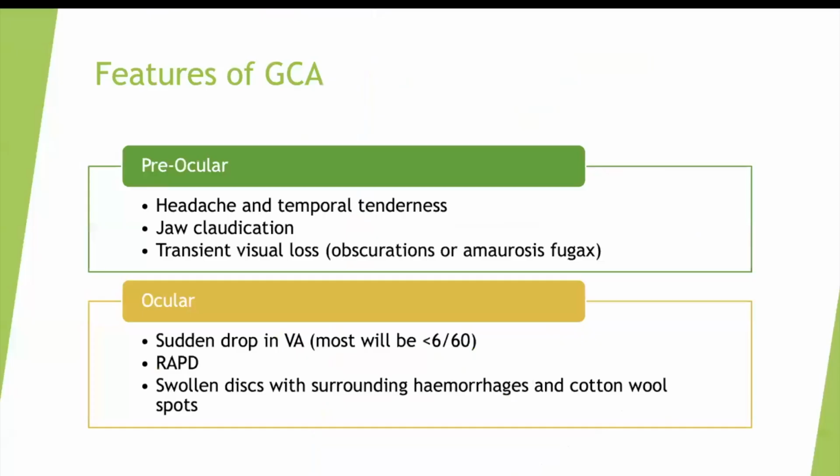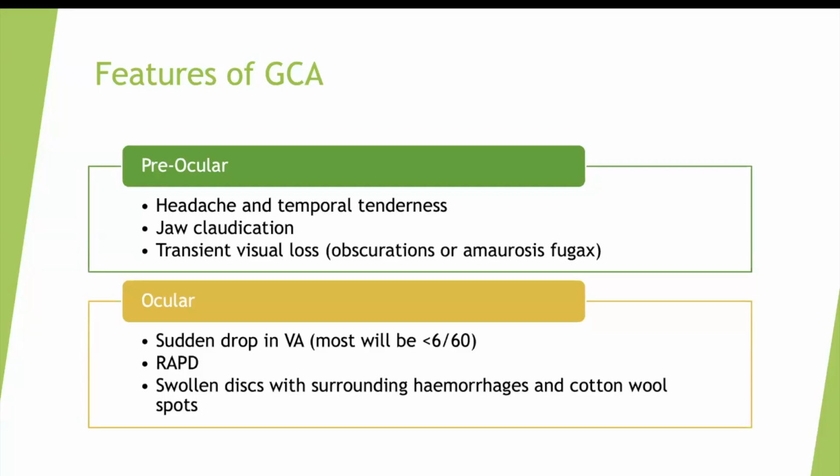But for GCA, you're usually looking at the over 50s, but more typically, it's actually older as well, so over 70. Your features, they can either actually sometimes be seen by you before they start to develop ocular symptoms. So they can start with the headaches, the temporal tenderness. This can go on for a few weeks, some jaw claudication. And in that process, they can sometimes have symptoms of transient visual loss. So that can either be obscurations, kaleidoscope type symptoms, almost things like ocular migraines. And then also actually amaurosis fugax.